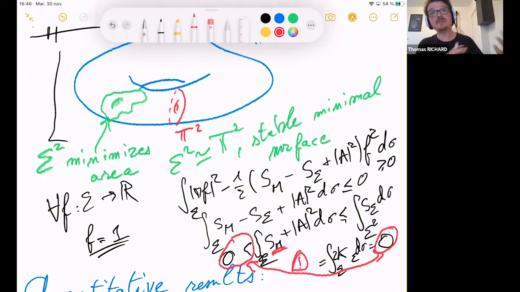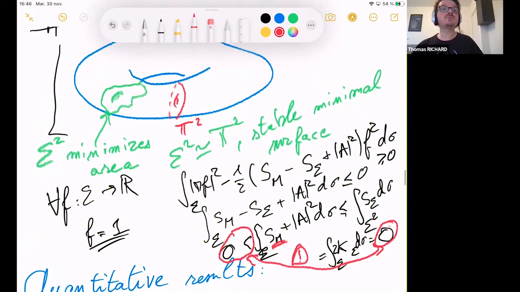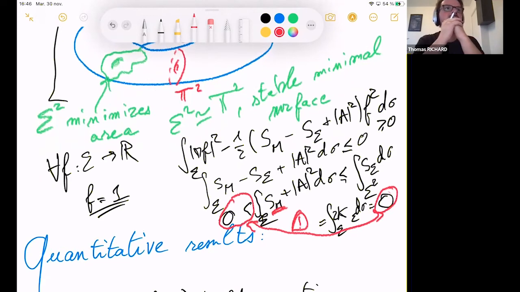But we are still in the realm of topology. This is not a quantitative result. So maybe let's try to prove this in a quantitative way. Okay, I have 15 minutes left.